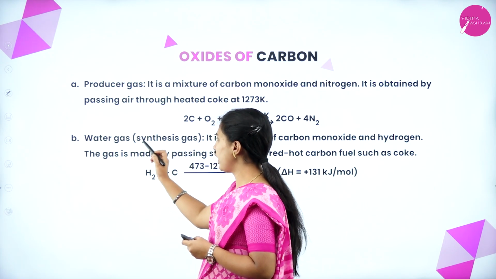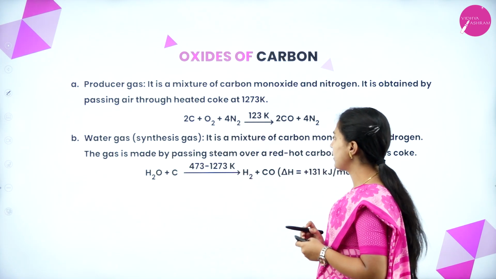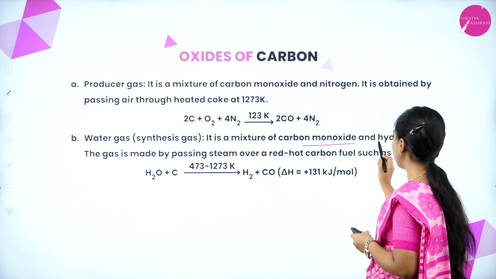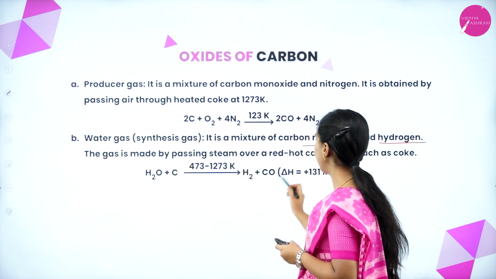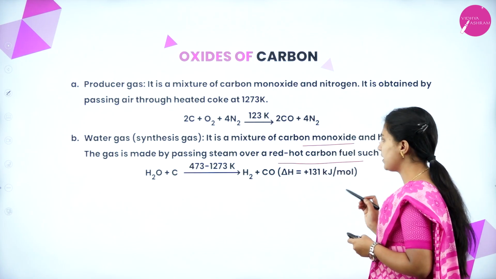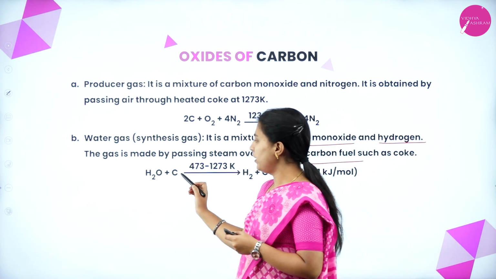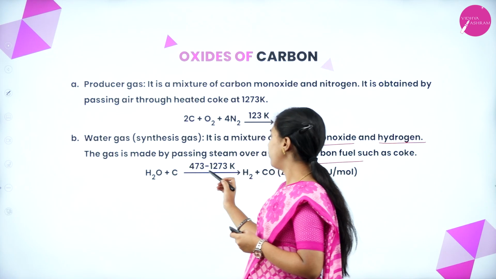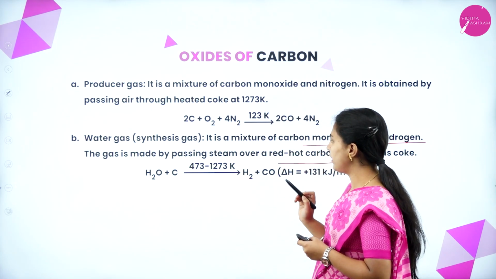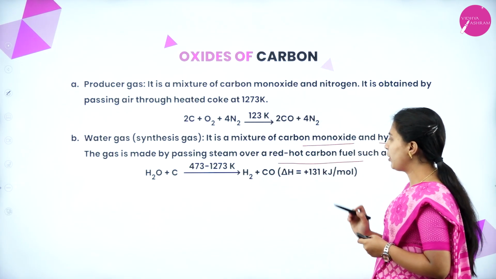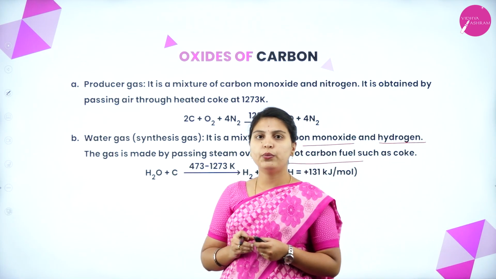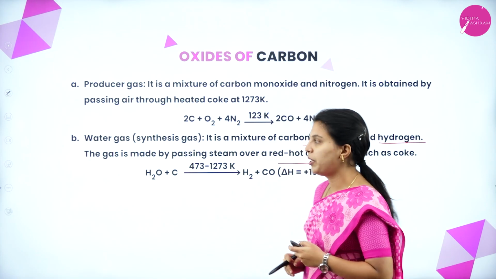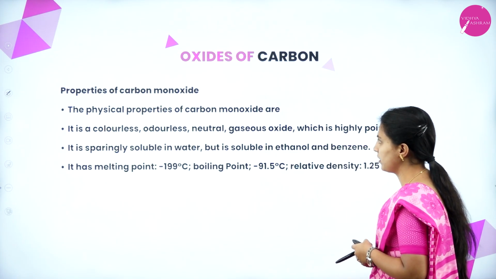What do you mean by water gas? That is synthesis gas. It is a mixture of carbon monoxide and hydrogen. The gas is made by passing steam over a red hot carbon fuel such as coke. Carbon or coke with water at 473 to 1273 Kelvin, hydrogen and carbon monoxide will be formed. These are the three methods in which carbon monoxide can be prepared or synthesized.